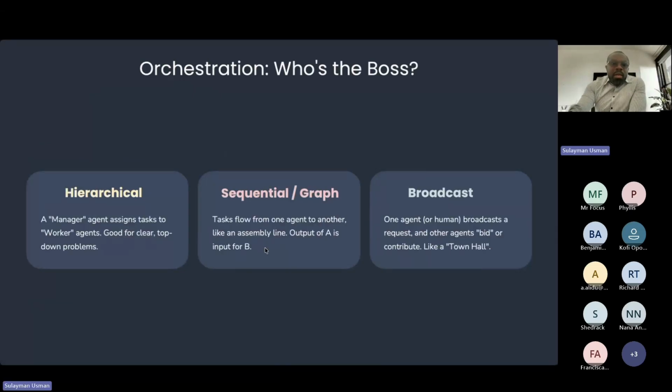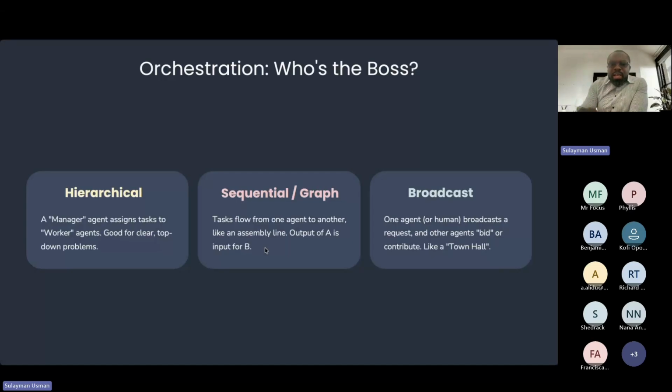Now let's look at the orchestration of the whole thing. Who is the boss? Let's look at the hierarchy. The manager agent assigns tasks to worker agents, good for clear top-down problems. This is the first orchestration. We have about three, and I think we will have more as things grow. Things keep changing quickly. The first one is having a manager that assigns different tasks to various agents, and then the manager takes these results and implements or uses them according to the aim or the goal.